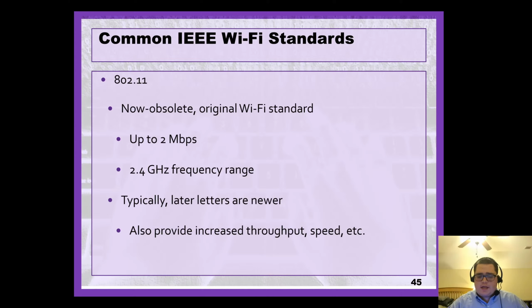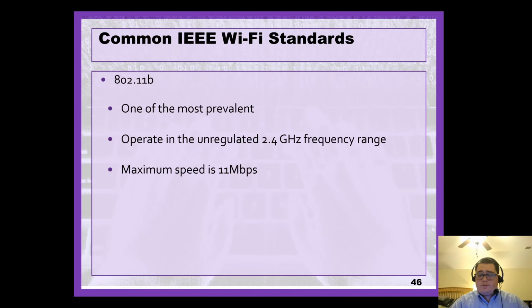The first one I want to talk about is 802.11. This is a now obsolete Wi-Fi standard. It was the original Wi-Fi standard. And it supported speeds up to 2 megabits per second. They operated on the 2.4 gigahertz frequency range, which now is very overcrowded and can create a lot of interference and slower speeds and just overall not as great performance. Typically, later letters are newer, so you would start with 802.11a, b, c, so on. Also, as the letters increase, they typically provided increased throughput, speed, and so on.